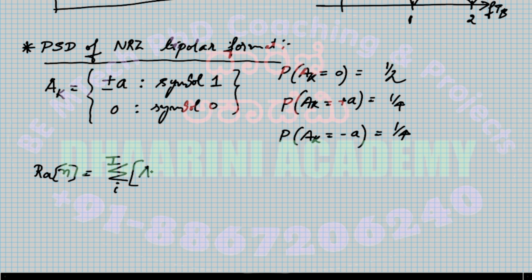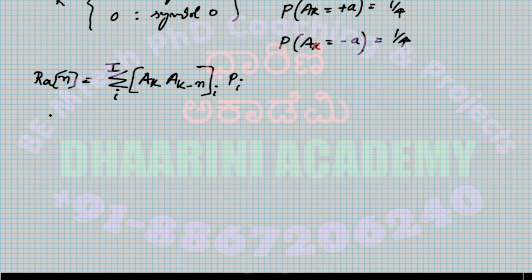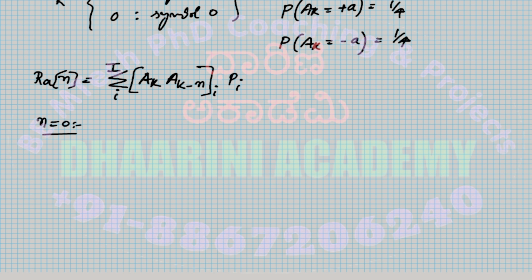Okay, this is AK into AK minus N, all the possible I number of products into their corresponding probabilities of getting those products. I just have to multiply. Right? Okay, so let us start with the first case. Like always, start with n equal to 0. When n equal to 0, just look at the possibilities now. What are the total possibilities?